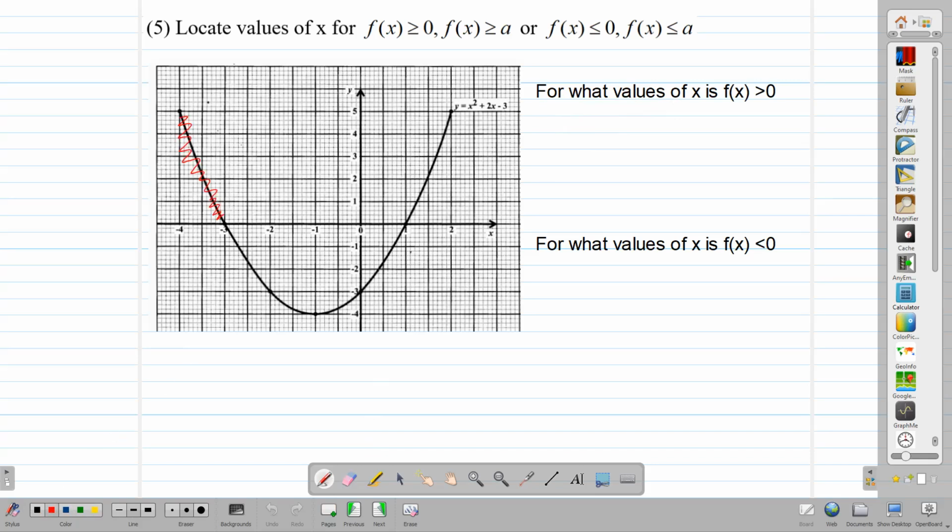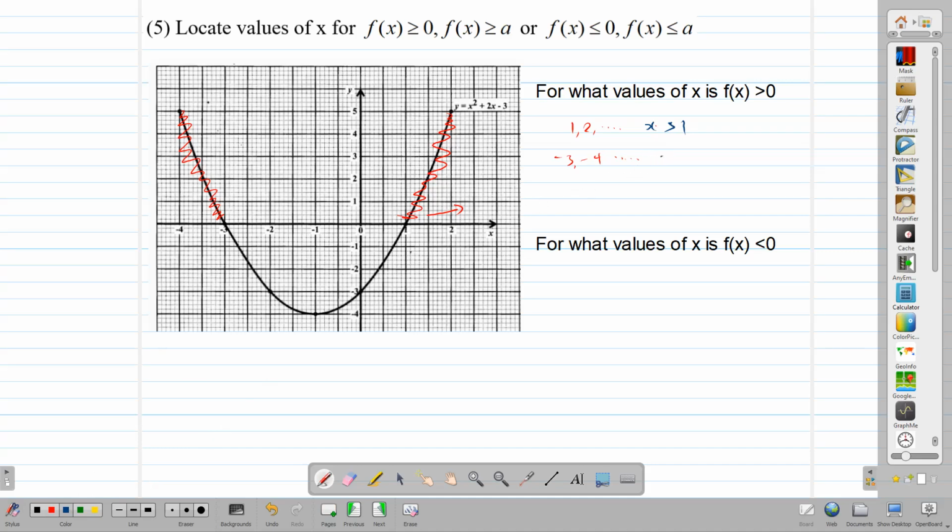Well, this section is above the x-axis. Also, this section is above the x-axis. So for what values of x is f of x greater than 0? All the values of x starting at 1 upward, so 1, 2, upward, are going to give you a positive value on the graph. And all the numbers starting from negative 3, negative 4, they're going to give you also a positive number on the graph, which means that we can write our solution as x is greater than 1 for all the numbers in that direction.